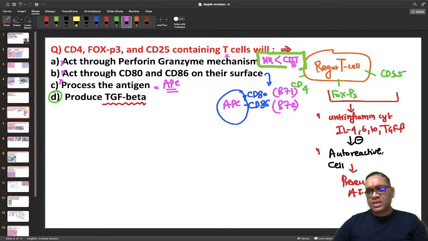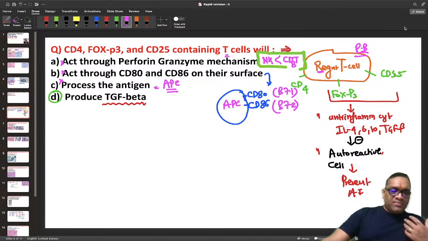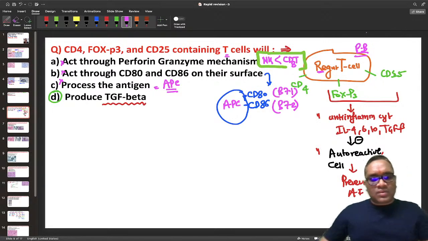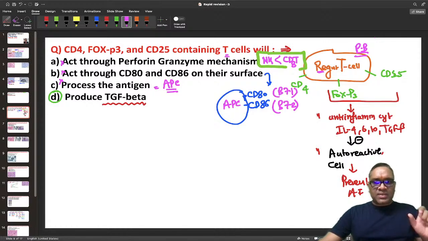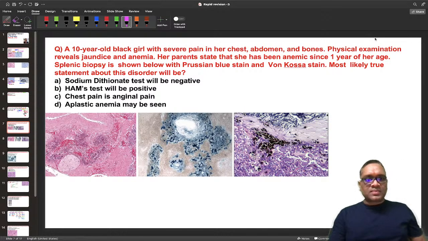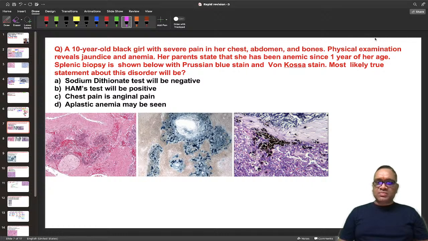What we need to remember is that regulatory T cells are present in the peripheral blood. They are modified helper T cells. Remember, they are modified helper T cells. Their CD25 and FOXP3 synthesize anti-inflammatory cytokines to inhibit autoreactive cell proliferation, and that is how they prevent autoimmunity. Is it clear to all of you? So the answer is D. Now come to the next question. Read this and tell me what the right answer should be. I'll give you half a minute.